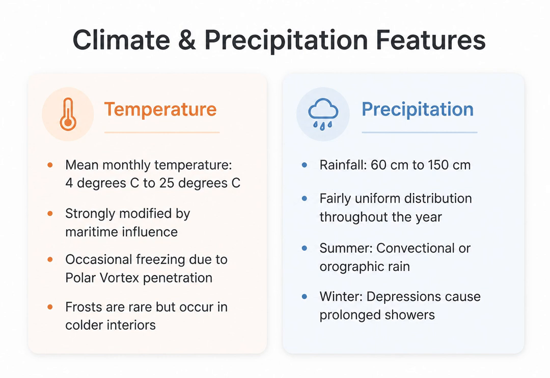However, occasionally, cold air from the polar vortex can sweep down from the continental interiors, dropping temperatures to freezing. Rainfall is quite generous, ranging from 60 to 150 centimeters, distributed fairly evenly throughout the year. This comes from convectional or orographic rain in the summer and cyclonic depressions in the winter.